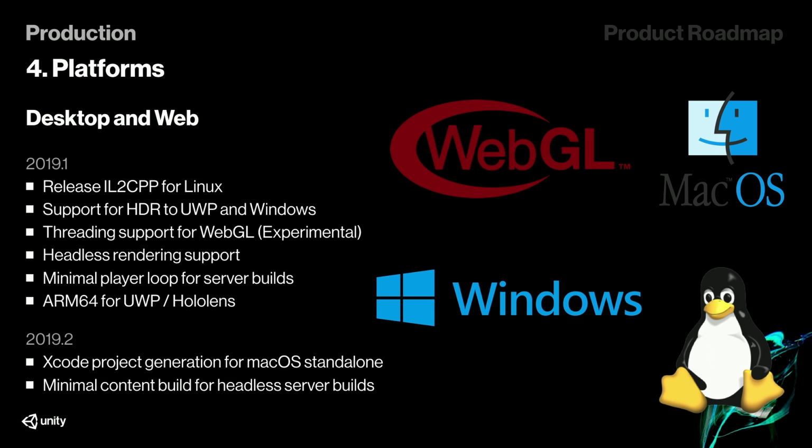Then desktop and web, lest we forget. In 2019.1, we're releasing IL2CPP for Linux. We are adding support for HDR to UWP and Windows, threading support to WebGL, that's going to be an experimental feature for now, as well as headless rendering support, a minimal player loop for server builds, and ARM64 for UWP and HoloLens as well. In 19.2, we have Xcode project generation for macOS, so similar to iOS, you'll be able to dig in with those Apple tools if you want to, and minimal content builds for headless servers as well.